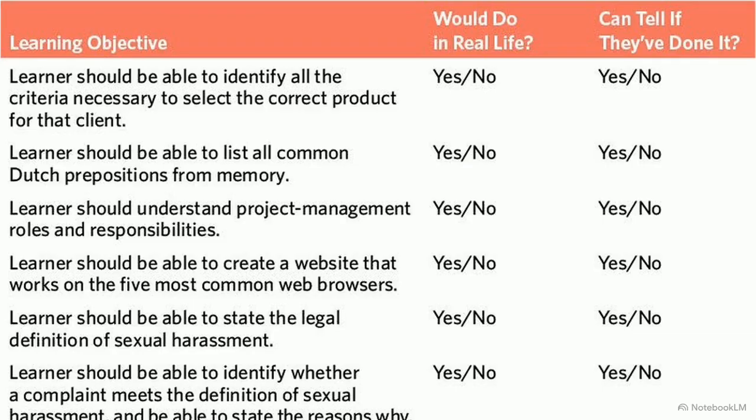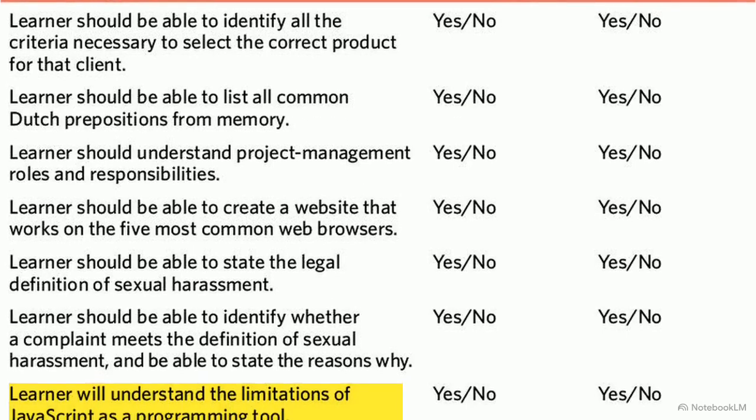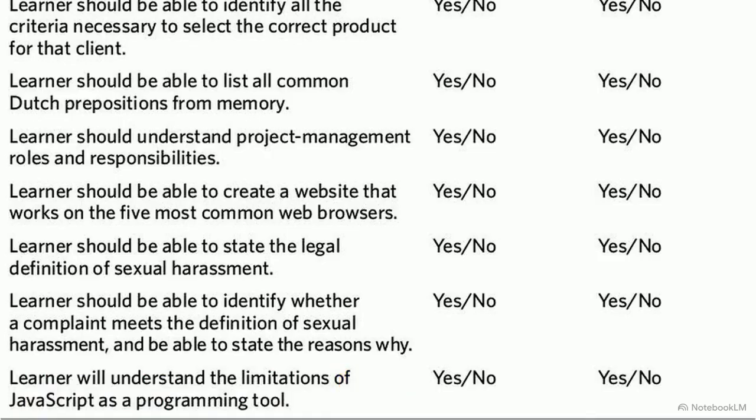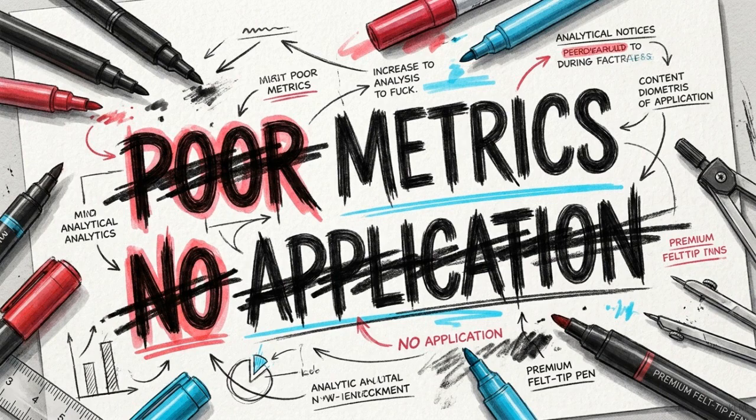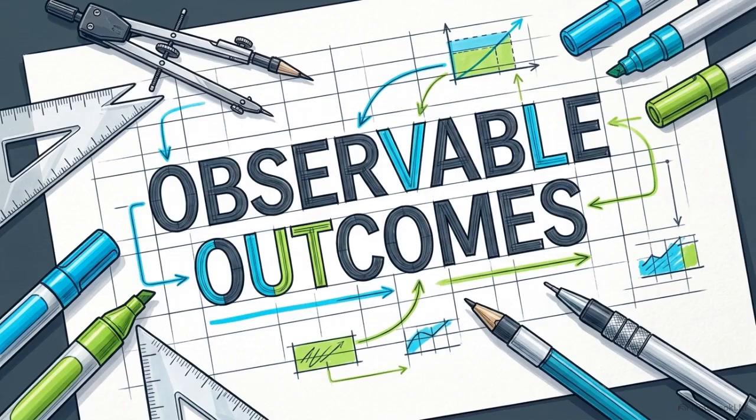Now look at the objective for a learner to understand the limitations of JavaScript. Evaluating tool limitations is a real-world need, but again, understanding is too broad to observe directly. Here is the chart with the corrected JavaScript objective. We unpack the vague verb into an observable action, identify the best programming tools for a specific task, and state the reasons why. If an objective relies on unobservable verbs or rote memorization without application, it is invalid. You rewrite it until the true behavioral action is revealed.